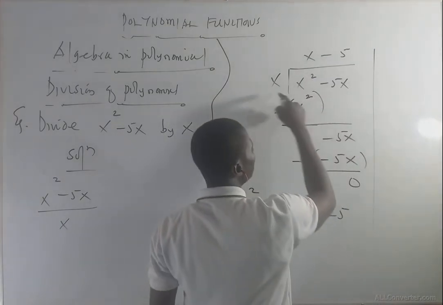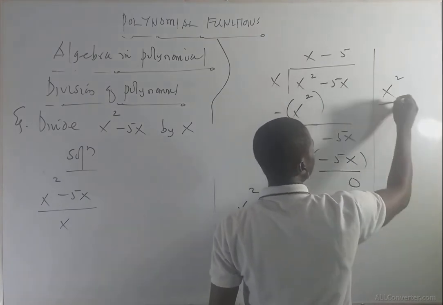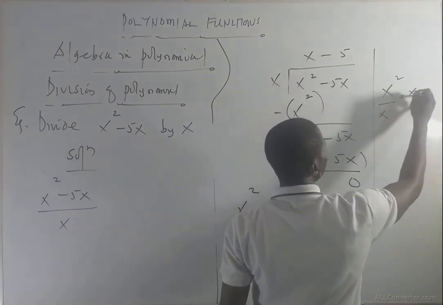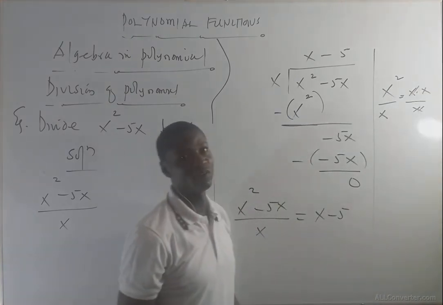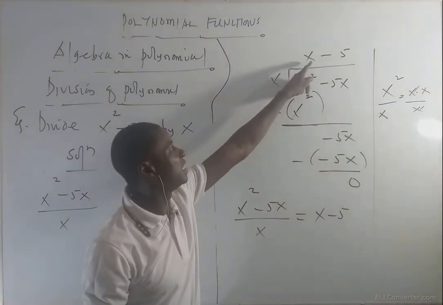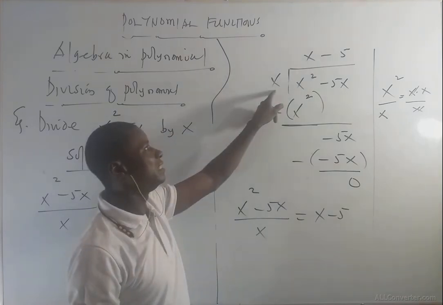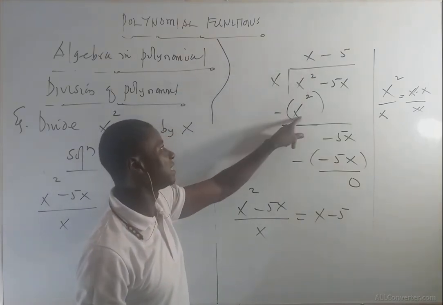We say x squared divided by x. This is what we are talking about. X squared divided by x is the same as x times x divided by x. So one of the x will be gone. We are left with only one of the x, and that is the x you see here. Then we multiply this by the divisor again. So x times x will give us x squared.